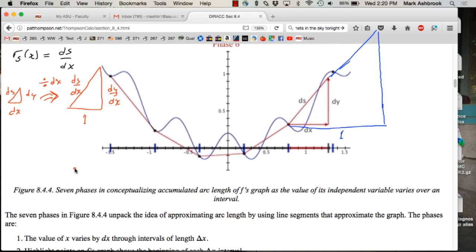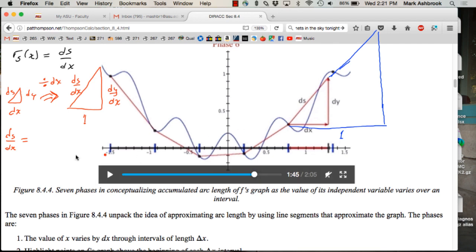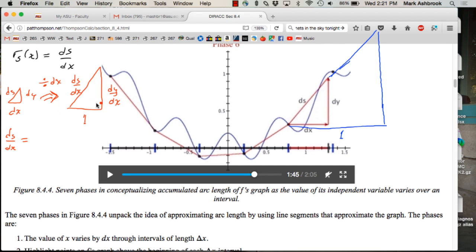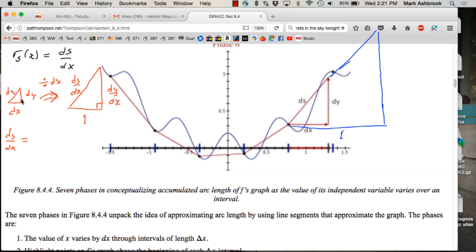So now we can write out what ds dx is. We can write out what the rate of change of ds over dx is. How are we going to do that? So what's ds dx? Use the triangle, right? Use the triangle. Go ahead. Yeah. Square root of, right? So we've got Pythagorean theorem, right? It's a right triangle, always. It's always this right triangle.